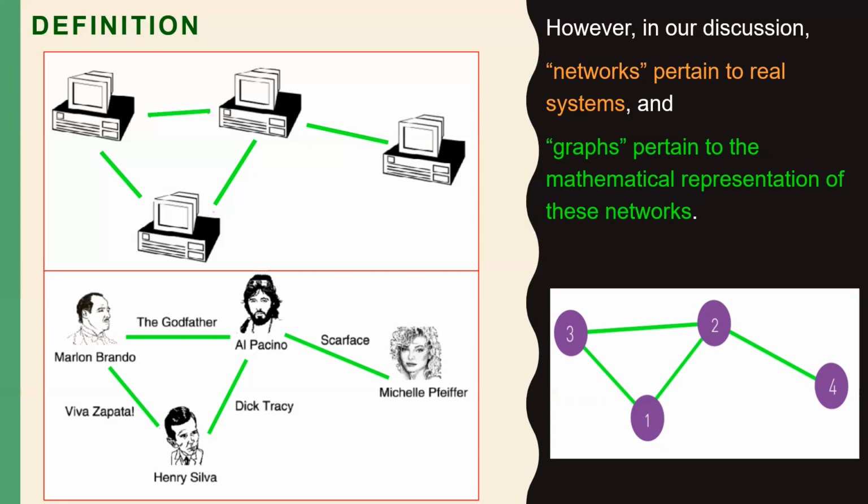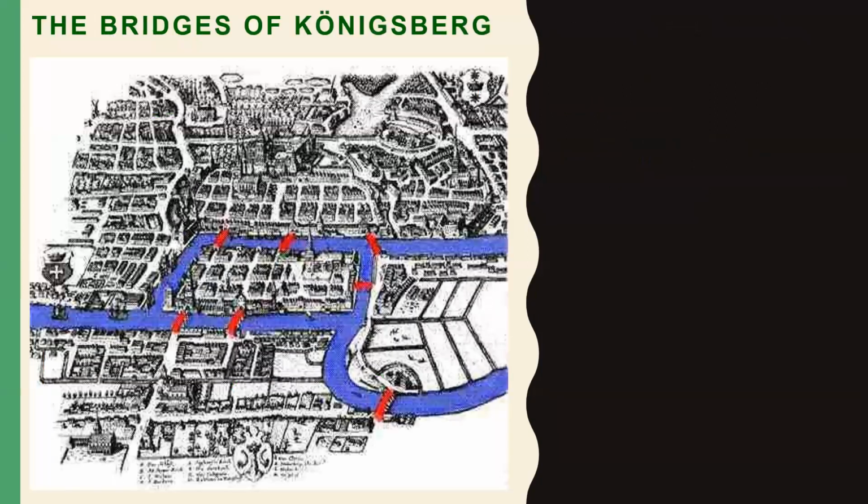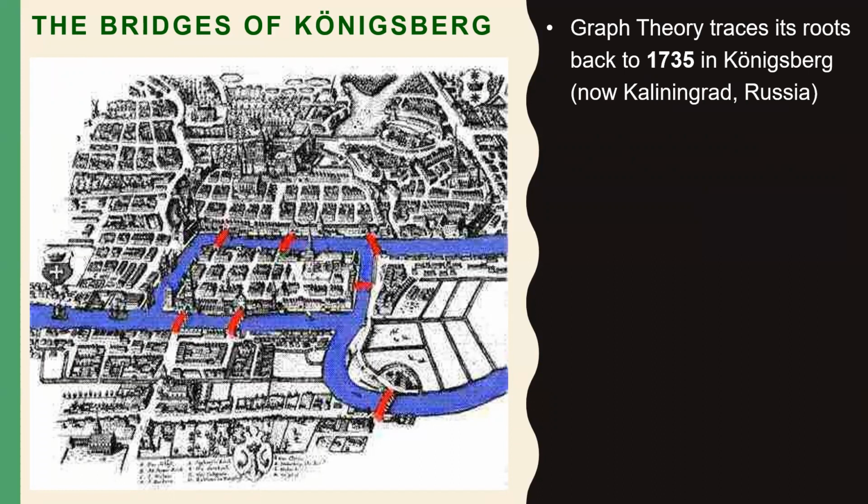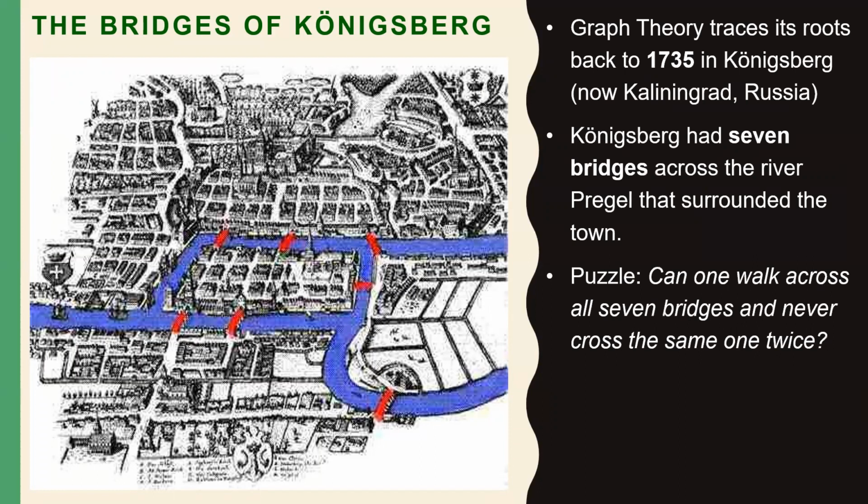Okay. Now, where did graph theory start? Well, it all started when Euler solved the classical problem of the seven bridges of Königsberg. In this particular problem, you have four land masses in Königsberg, which is now Kaliningrad, Russia. This was posed in 1735, and the problem is, can one walk across all seven bridges and never cross the same bridge twice? So basically, it's a traveling problem: can you cross all seven bridges without crossing the same one twice?